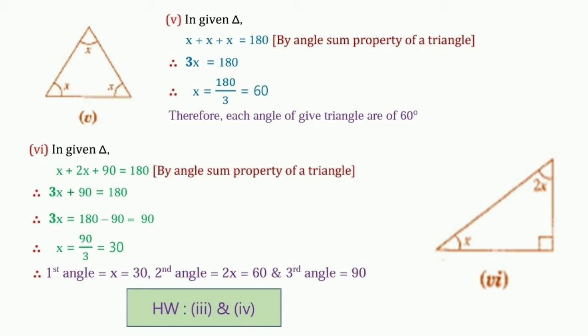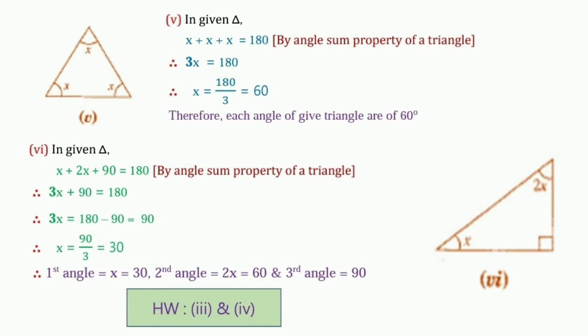Therefore, 3x is equal to 180. Why 3x is there? Because x plus x plus x is equal to 3x. Therefore, 3x is equal to 180. Therefore, x is equal to 180 upon 3 is equal to 60. Therefore, each angle of given triangle is 60. It's clear? Now the sixth one.